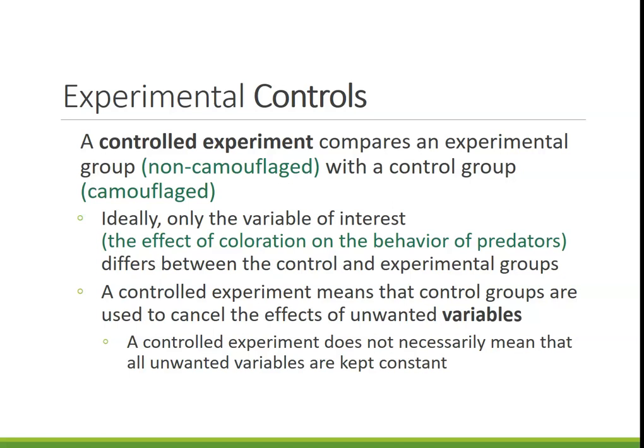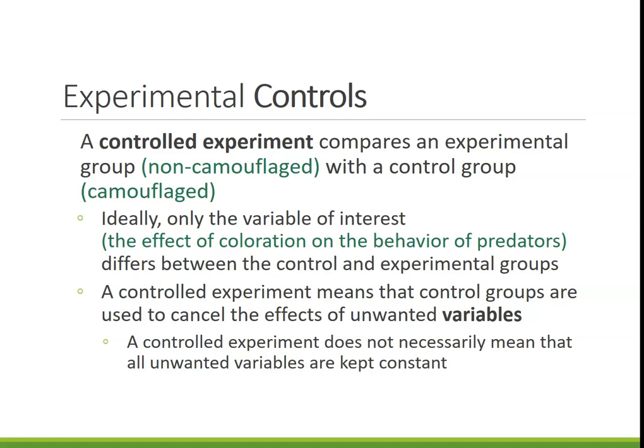Controls are the types of variables that scientists use in order to make comparisons. Controlled experiments compare experimental groups and controlled groups. In this specific case study that we're looking at, the experimental group are those mice that were non-camouflaged. So the mice that were white in the dark area or dark on the beach. Those would be the experimental group mice.